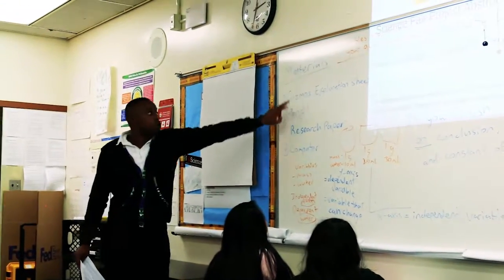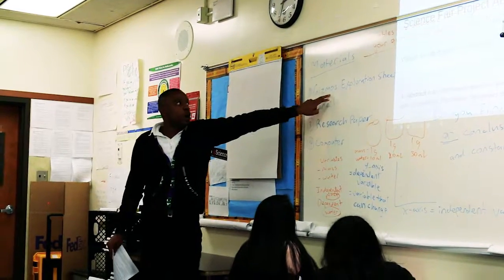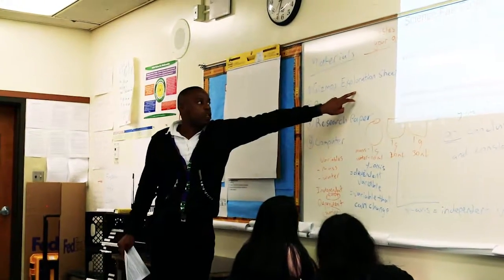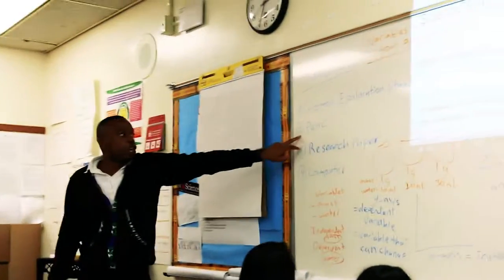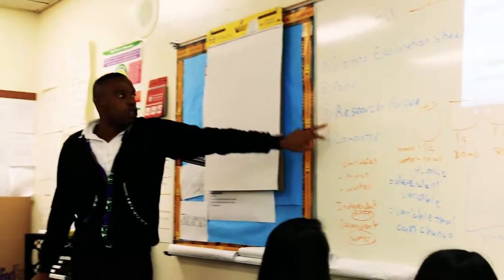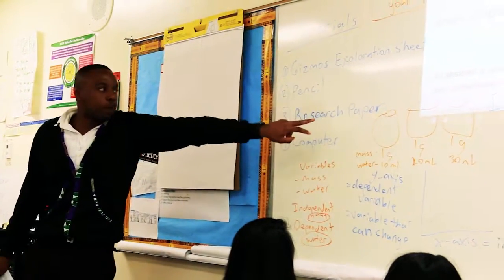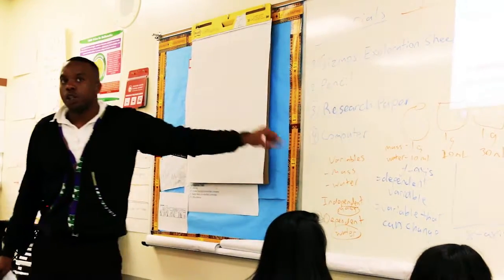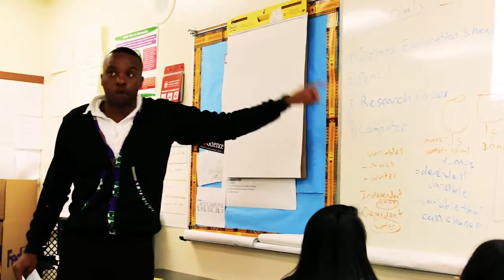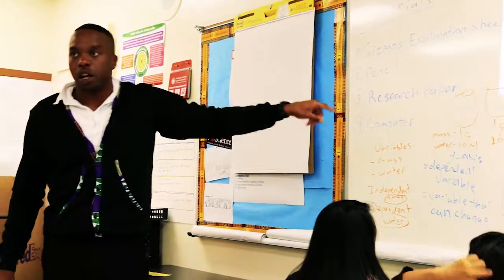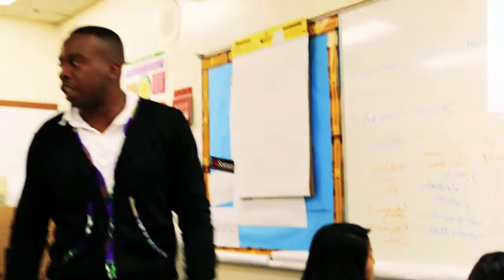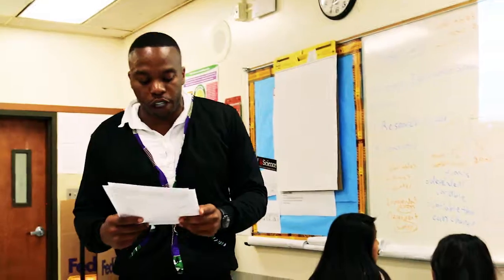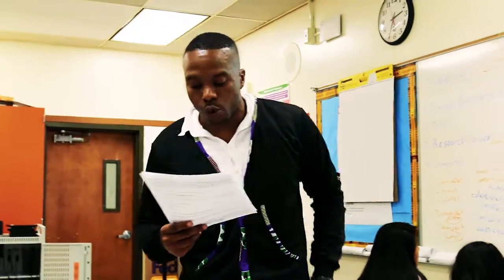Materials. Number 1, Gizmos exploration sheet. Number 2, pencil. Number 3, research paper. Number 4, computer. So everyone, I should see your materials in your project. Only those 4. Nothing more, nothing less. Now then, let's finish. Results.